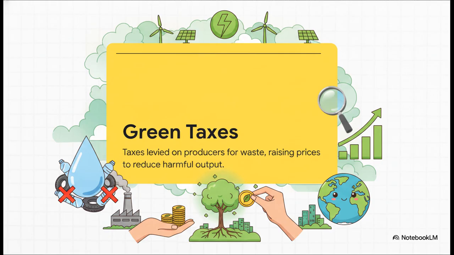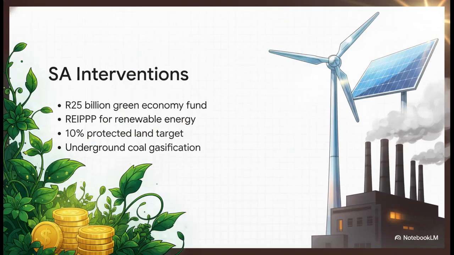A super testable market-based instrument is the green tax. By placing a tax on output that generates external costs, like South Africa's carbon tax or those levies on plastic bags and tires, the government essentially forces the polluter to finally pay up for those negative externalities. It artificially raises the price of the harmful good, which reduces demand and brings output down to a much more socially acceptable level.